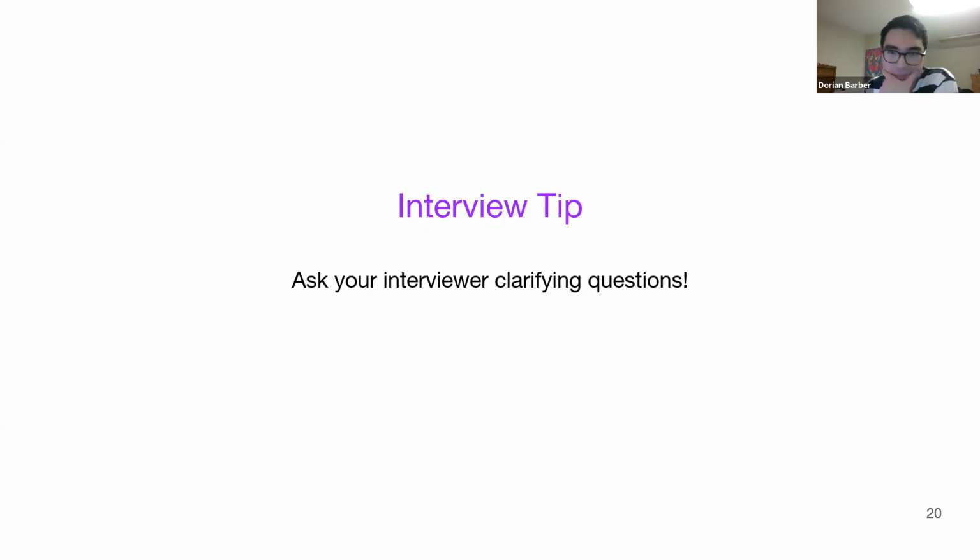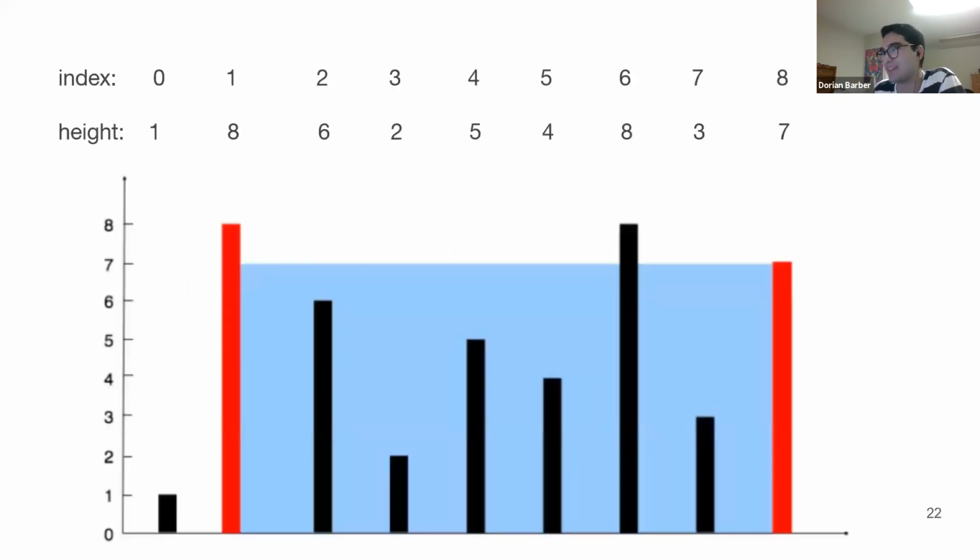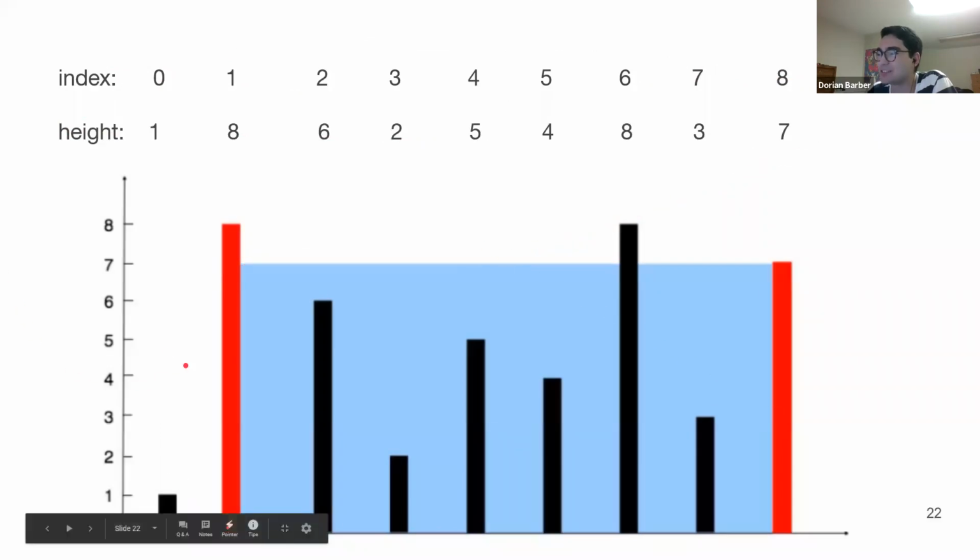Right. So let's go back to the problem. So the input is an array, and the output is the 2 bars which together with the x-axis contain the most water, right? And so for this, the output is actually just going to be a single integer, and we'll figure out what that integer is, right? But first we'll go through an example. So we have a bunch of indices at the top, and then we have the corresponding heights. And then this is the graphical representation, right?